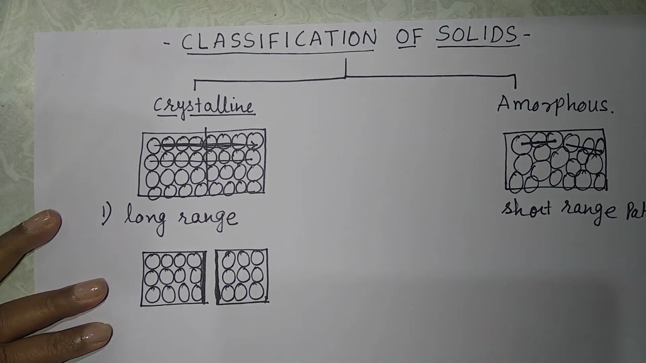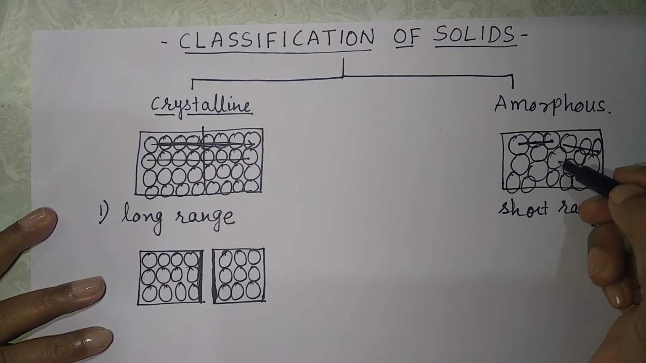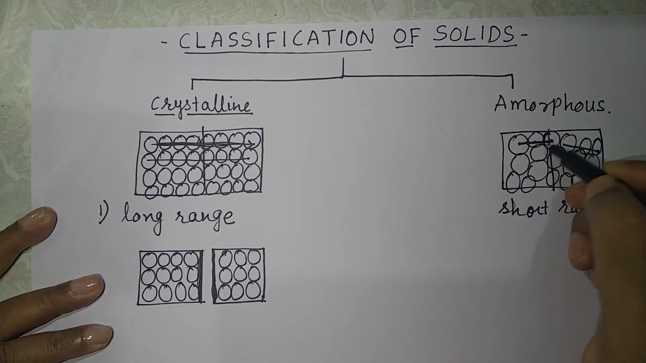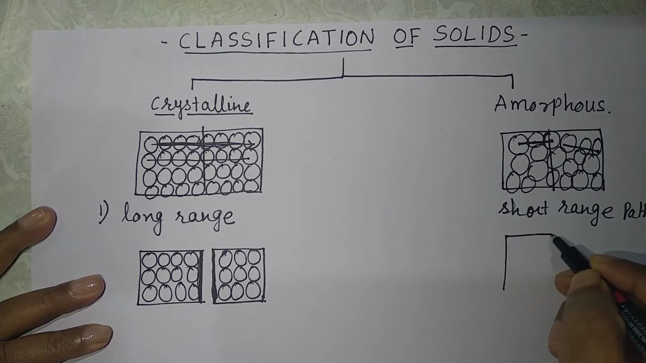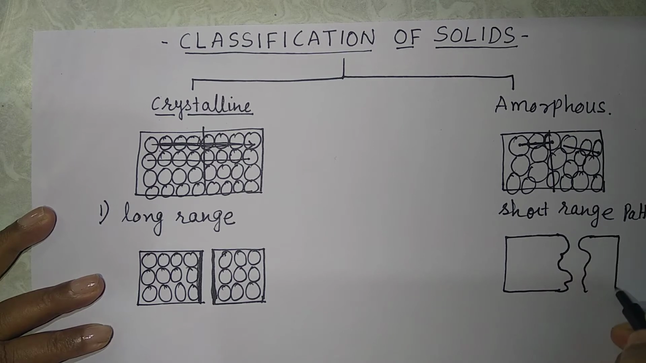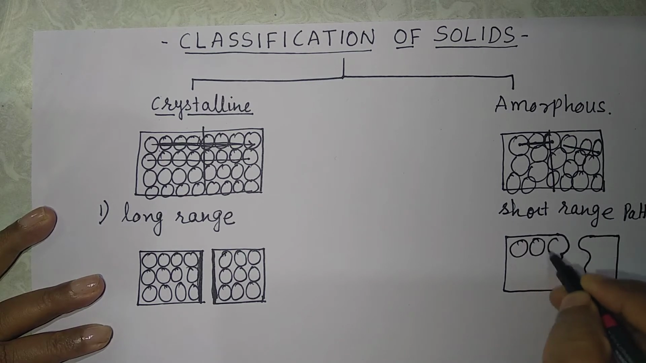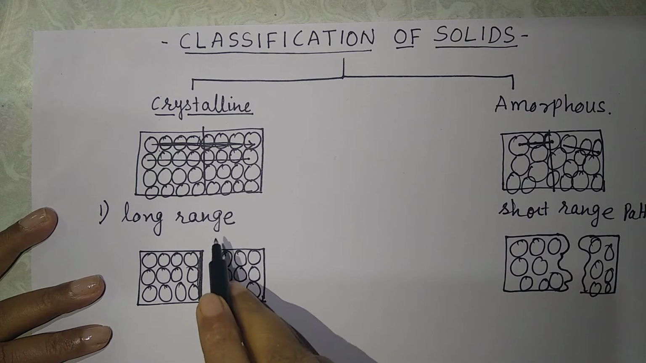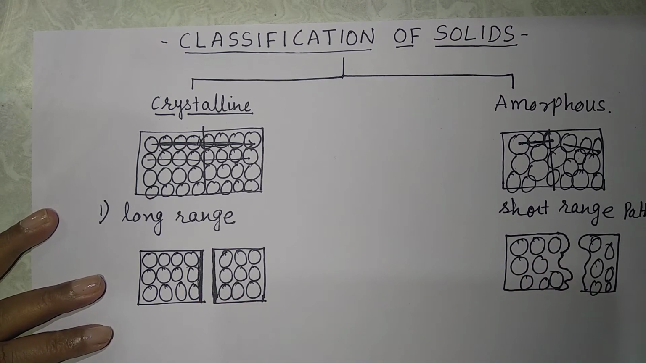But if I try to cut an amorphous solid in this way, you can see that some atoms are getting split to this side. Some atoms will get cut. So they will have irregular surfaces here, and therefore the pieces will not have smooth or plain surfaces. So this is the second point of difference between crystalline and amorphous solids.